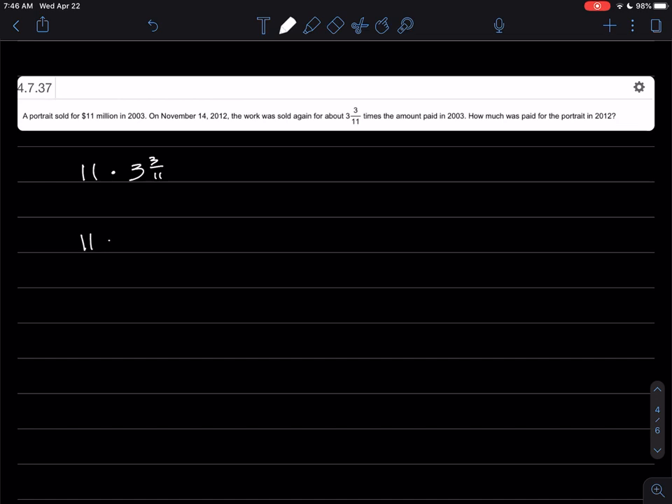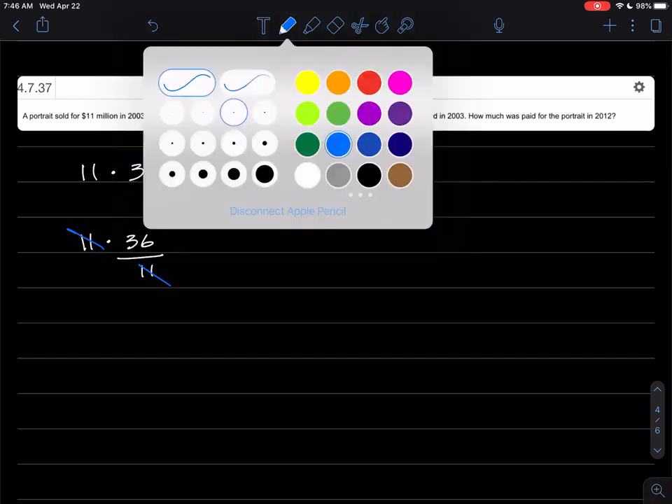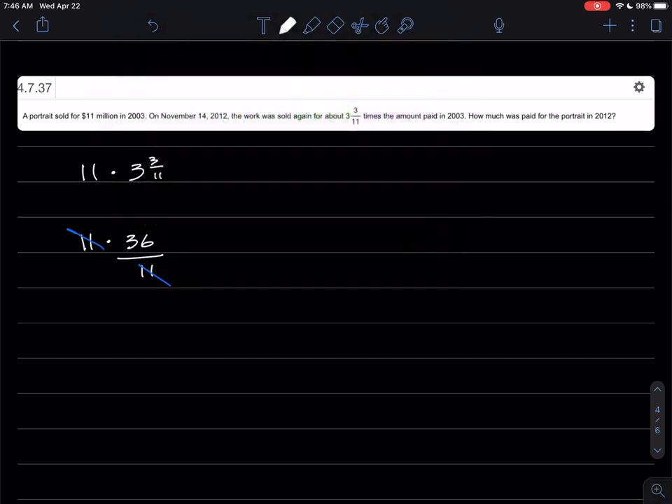So process again, convert to an improper fraction. So 11 times 3 is 33, plus 3 is 36. Over 11. In this case, we can cross cancel. Not those two. This one and this one. All right, so those both become 1. And we end up with just 36. And that's my final answer.